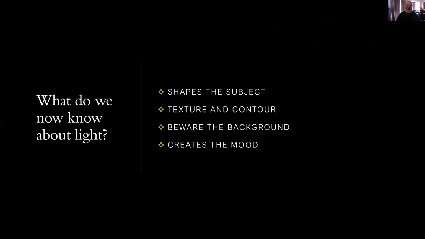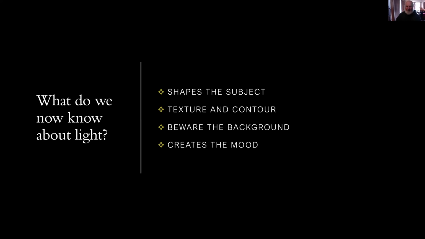So what are we learning about light? Light creates the shapes of the subject, whether it's backlit so that you get rim lighting, whether it's front lit so that you get every detail illuminated, whether it's cross lit so that you sculpt and add drama to your subject. To make sure you've got what you want, rotate your subject or rotate yourself. Walk around your subject if you can.